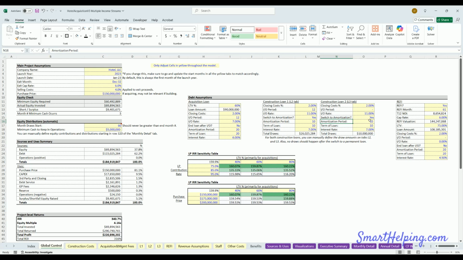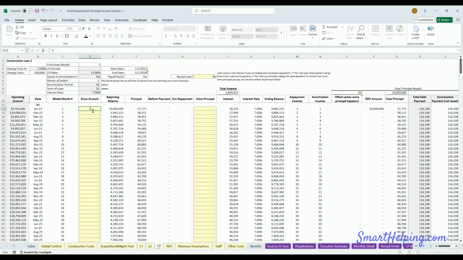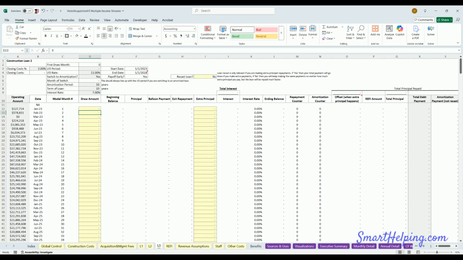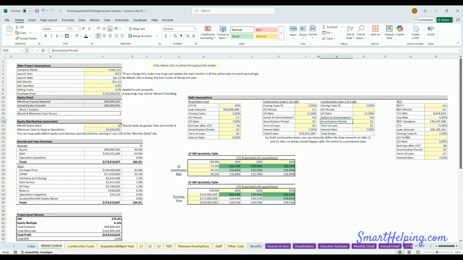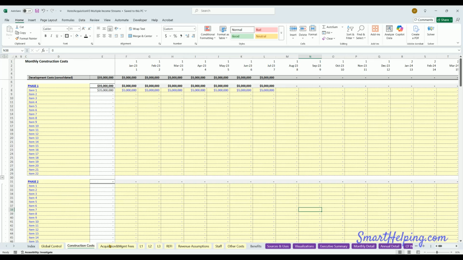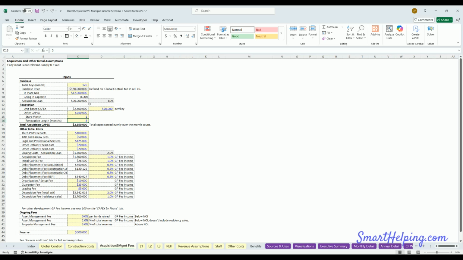So super, in my mind, super flexible for a bunch of different situations. Okay, so that's the debt, construction costs, acquisition and management fees. So here we already went through the renovation. There's other costs here. A lot of these are just like third-party reporters, title and escrow fees, legal and professional services, other upfront costs. These are all happening in month 1.